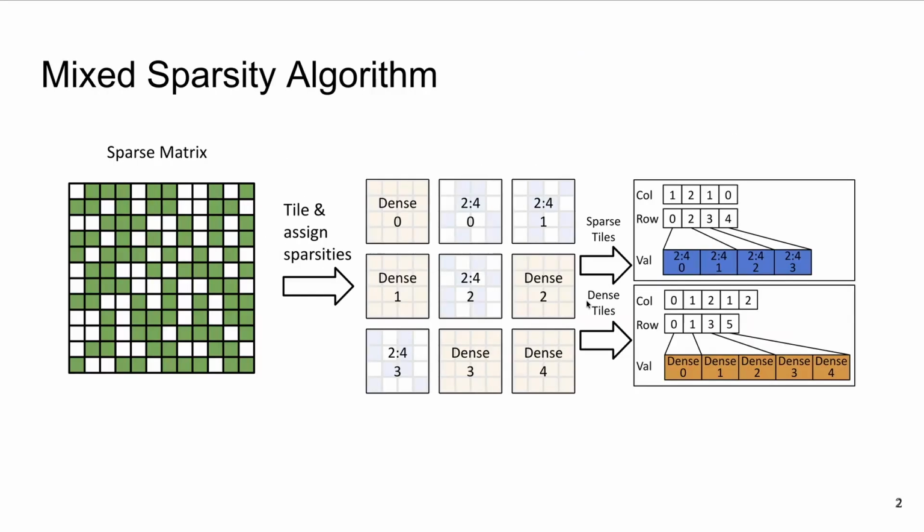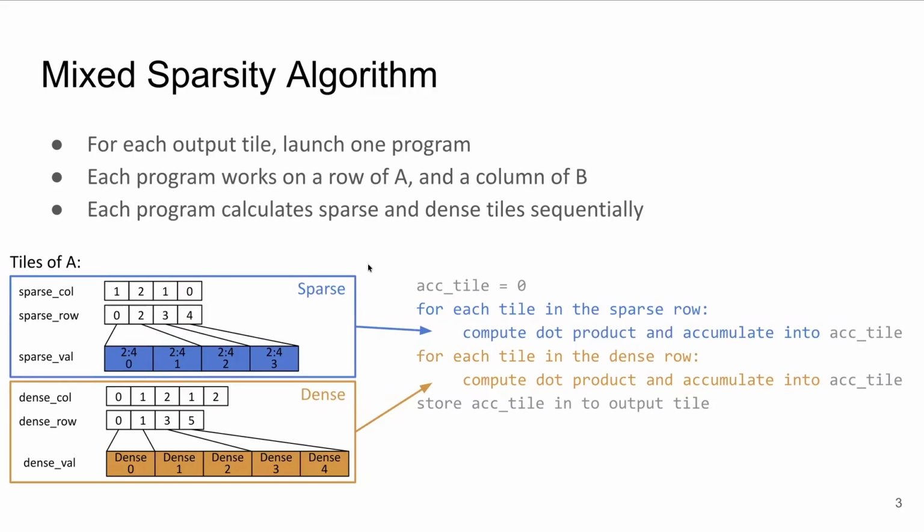So to give some context on our mixed sparsity algorithm, imagine we have a sparse matrix here. We are going to split this into tiles of sparse and dense tiles. And for the sparse tiles, we follow a structured 2:4 sparsity, which I'll be discussing later. In this case, it's 4x4 tiles, and we follow a compressed sparse row format. So the sparse tiles are ordered into a row, as well as the dense tiles. And how we do computation is we iterate over each tile in the sparse row, compute a dot product, and then we do the same for the dense product.